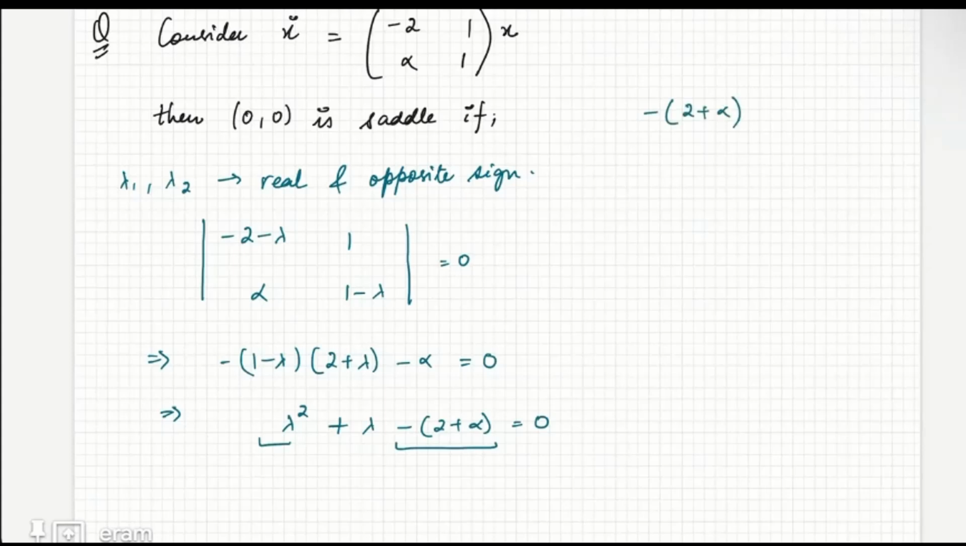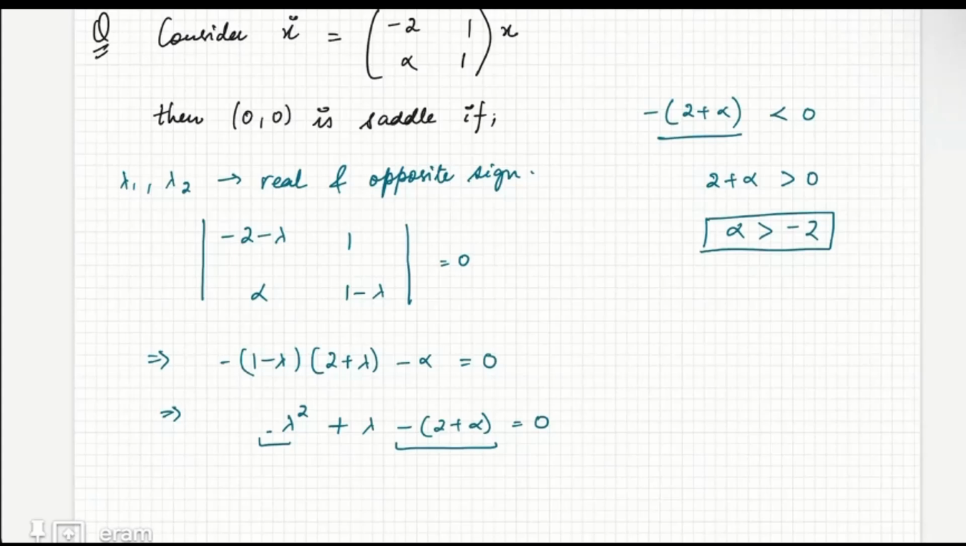So minus 2 plus alpha, divided by this coefficient which is 1, so it is this term only, and this should be less than 0. That means 2 plus alpha should be greater than 0, or alpha should be greater than minus 2. So for this system, if alpha is greater than minus 2, then the nature of the eigenvalues will be real and of opposite signs. That means the solution is going to be a saddle.